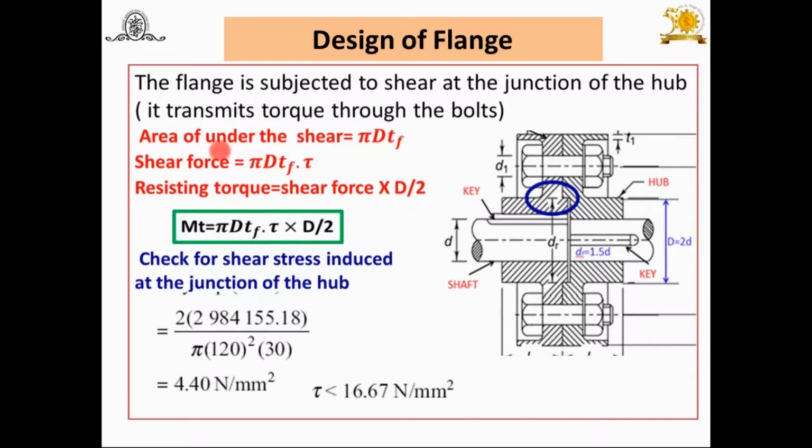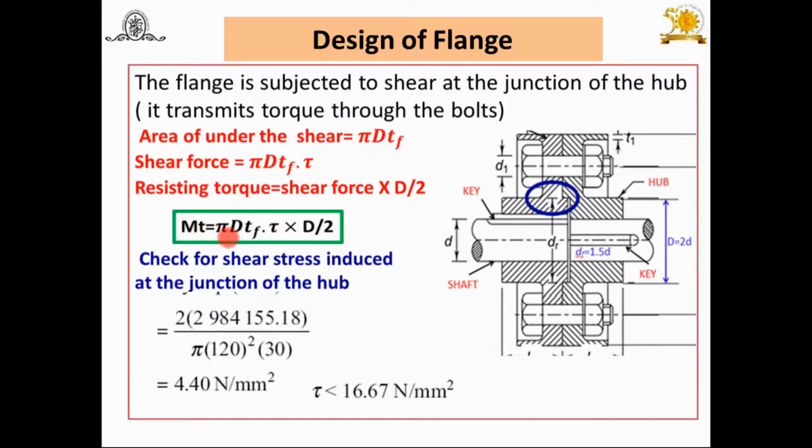Now, how to find out? Yesterday I have explained the shear failure that we have to check. For that purpose, first of all, find out the shear area. The shear area here, this area we have to consider. The diameter is capital D, then thickness of the flange is TF, and circumferentially, that's why pi. The area under the shear is pi D into TF. The shear force means this shear area into shear stress. But here what is happening? Resisting torque. When it is going to transmit that torque, resisting torque is equal to shear force into D by 2, that is half diameter. So by using this expression, you can find out this tau.